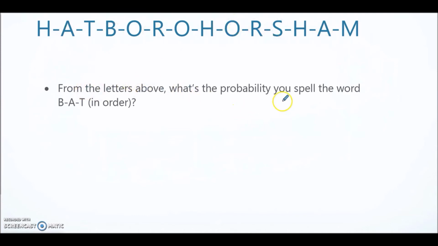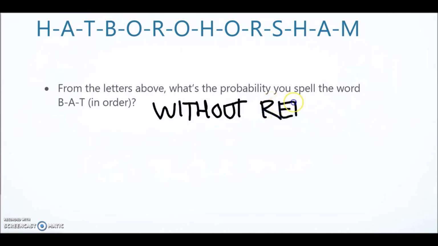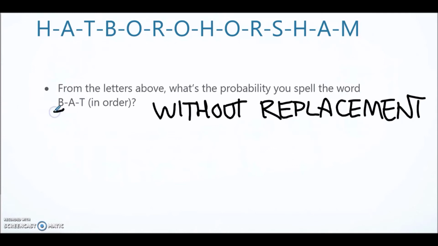From the letters above, what's the probability you spell the word bat? And I forgot to type it in here, but it's without replacement. So once we pull a letter out of the bag, or however you want to think of it, we do not put it back. So let's see. First letter needs to be a B. There's 1 B out of Hatboro, Horsham, and that is 14 letters.